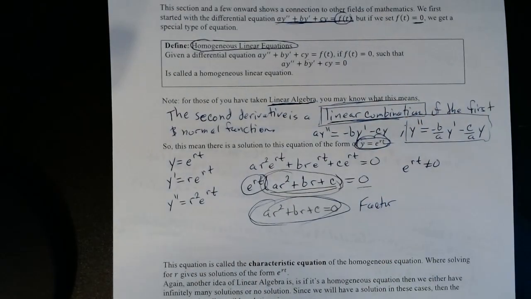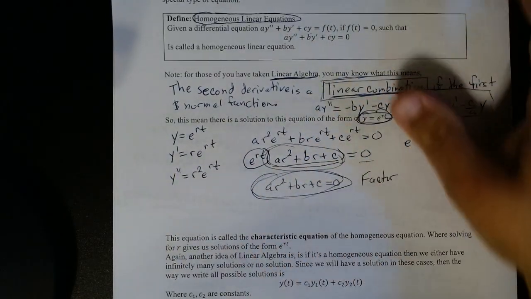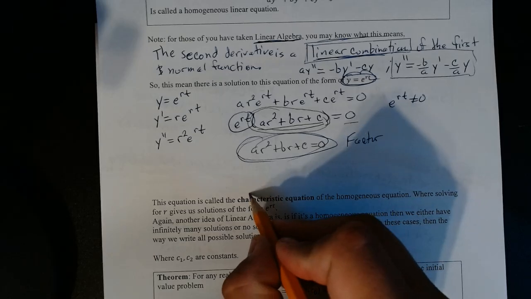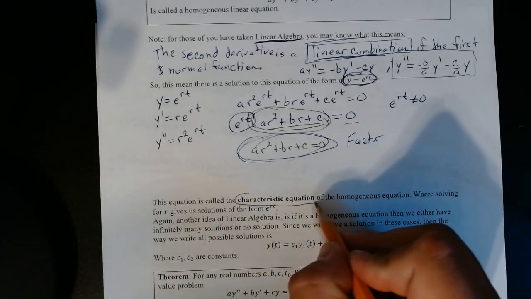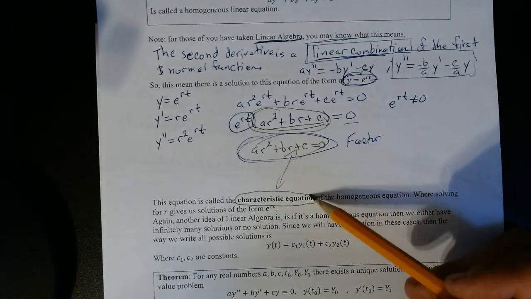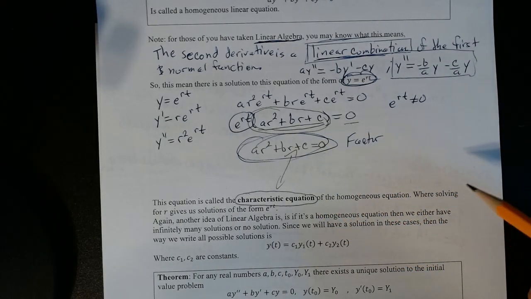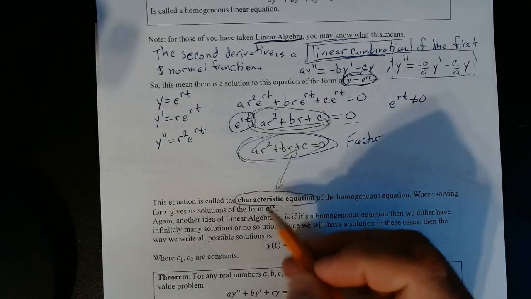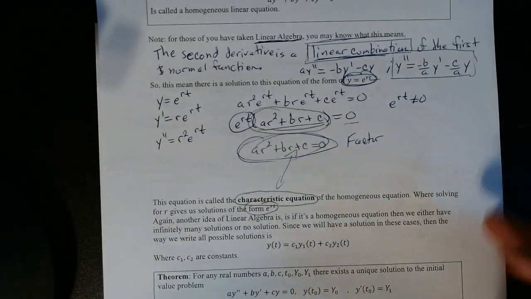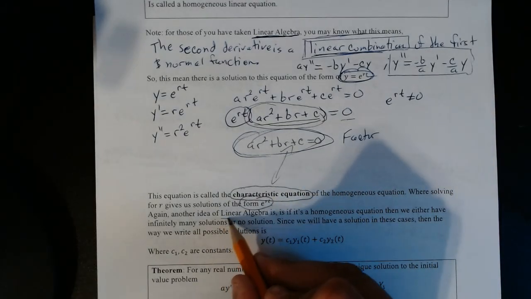Because this is done for a general equation, it is called the characteristic equation, another component of linear algebra. This equation is called the characteristic equation of the homogeneous equation, and all we have to do is solve for r, which gives the general solutions of the form e to the rt. Now again, backtracking to a little bit of linear algebra.